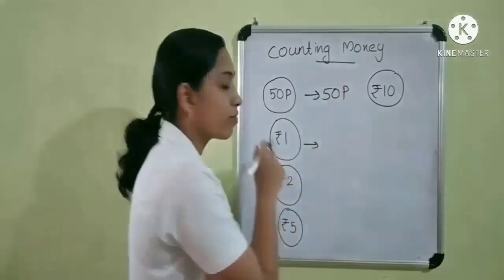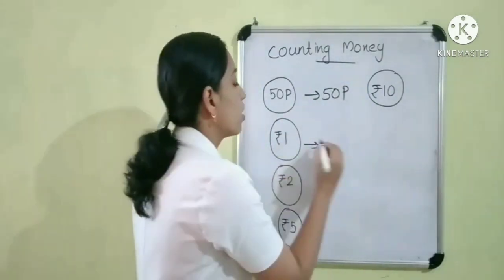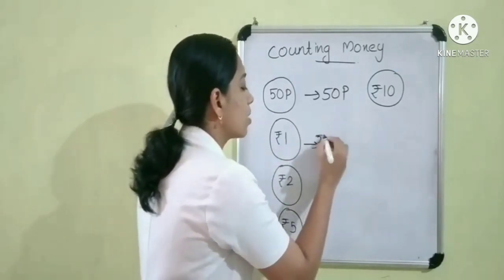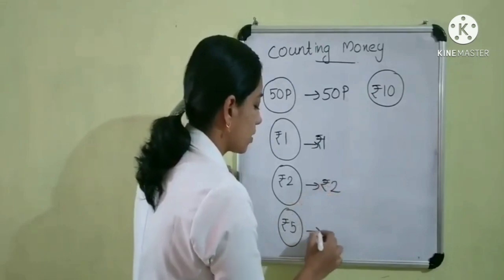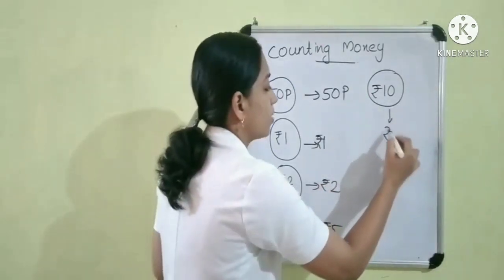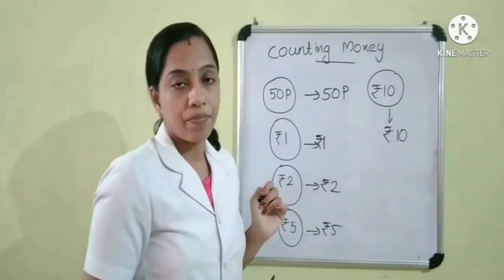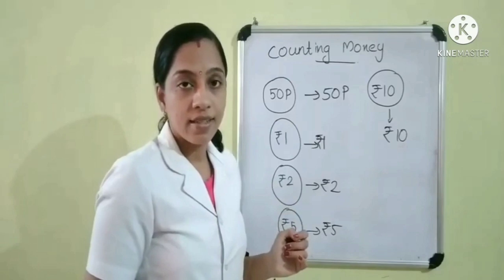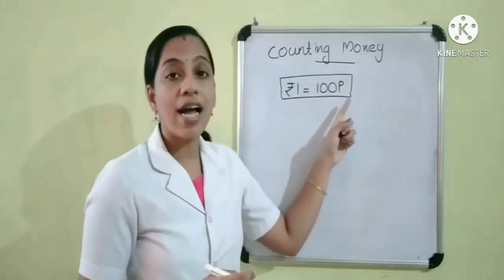Tell me what is the value of this coin? Yes, here you can see the number 1. So this is rupees 1 and this is rupees 2. This is rupees 5 and this is rupees 10. The value of this coin is rupees 10. Is it clear? Yes. We learn 1 rupee is equal to 100 paise.